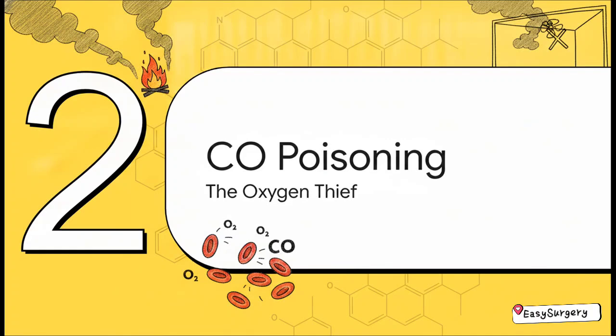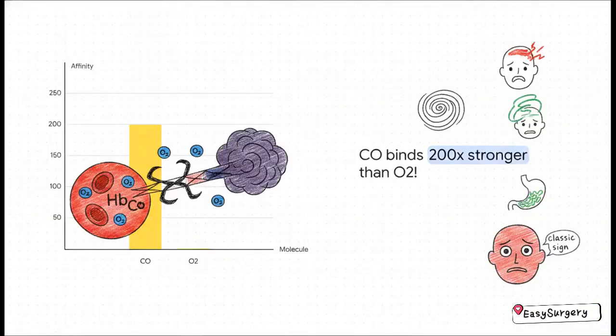Moving on to Section 2, carbon monoxide poisoning, or what I like to call the oxygen thief. To put this physiological danger into perspective, carbon monoxide binds to hemoglobin 200 times more strongly than oxygen. 200 times! It literally hijacks the hemoglobin, forming carboxyhemoglobin, which completely wrecks cellular respiration and starves the tissues of oxygen.